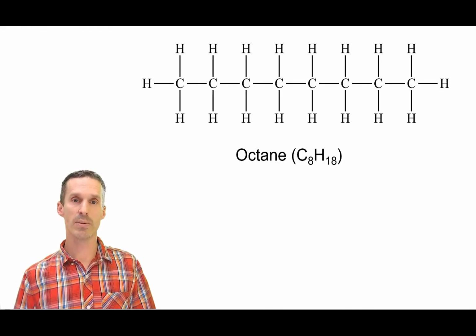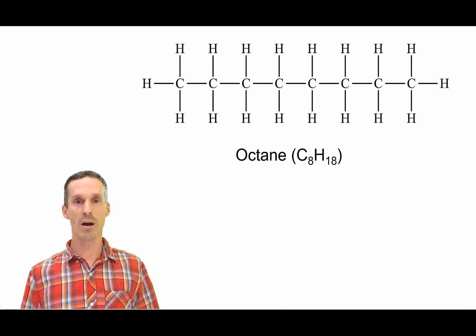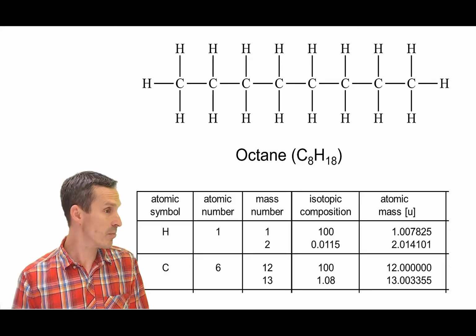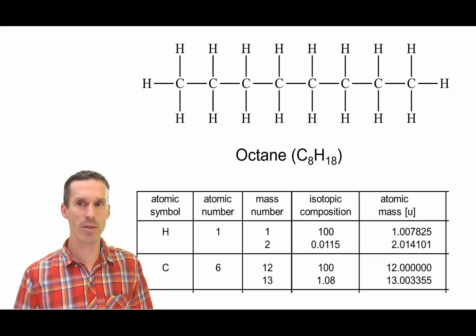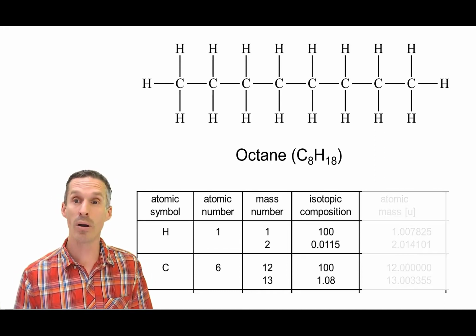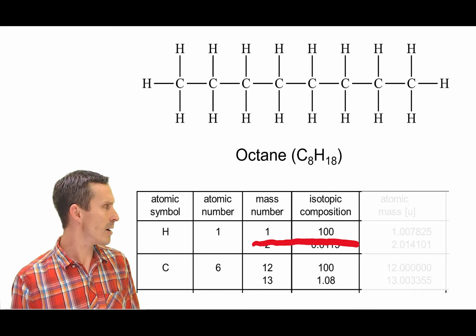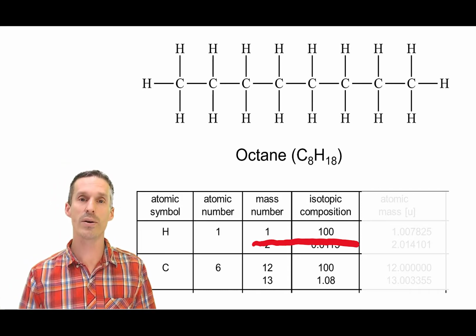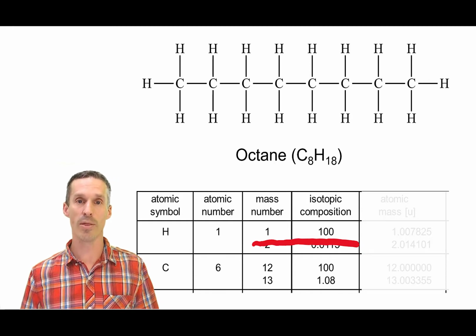We're going to focus on something a little bit easier. So this is octane, which just has carbon and hydrogen in it. And we have our table here with the exact masses for deuterium, carbon 13. That doesn't matter right now. But the other thing that's not going to matter right now is the deuterium, just because the probability is so low. So I'm only focusing on carbon 12 or carbon 13.